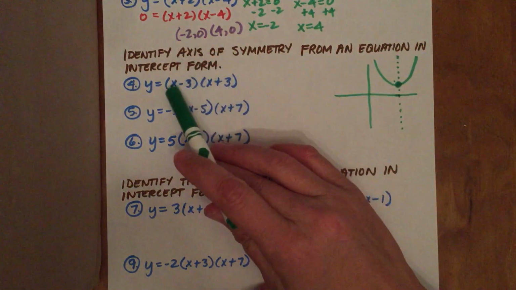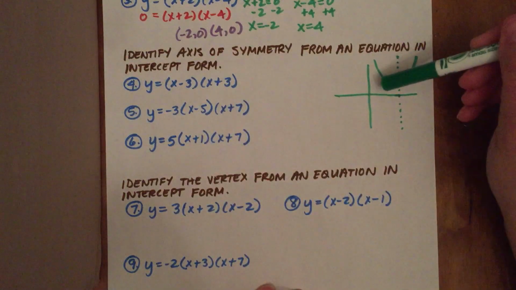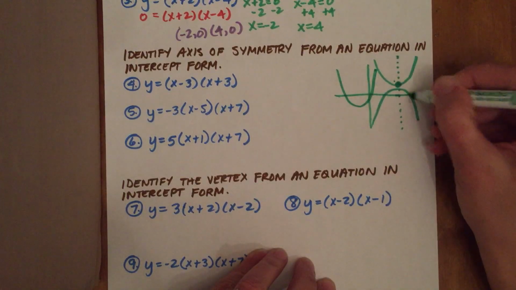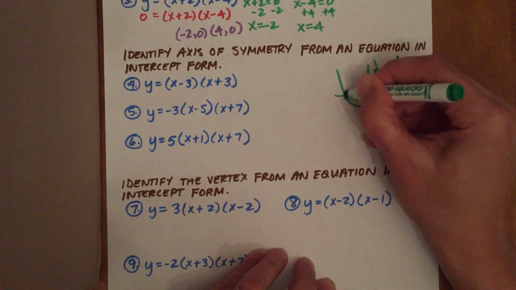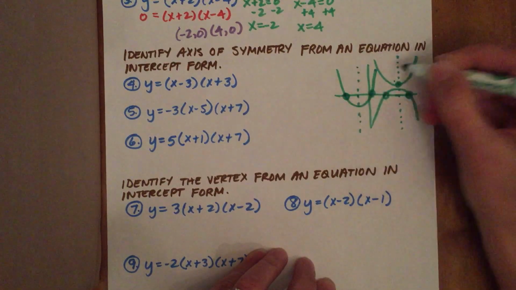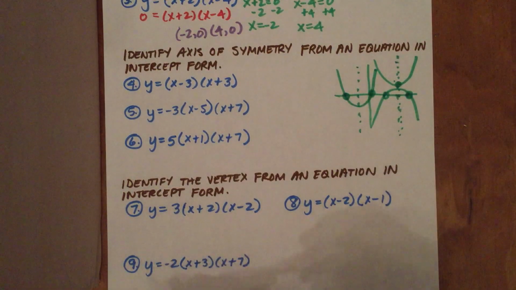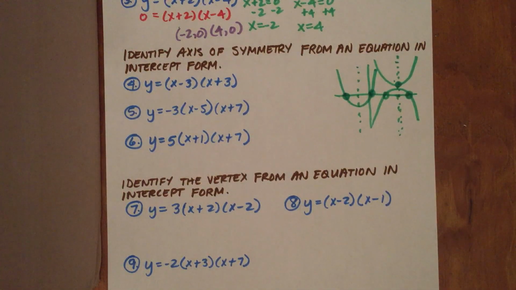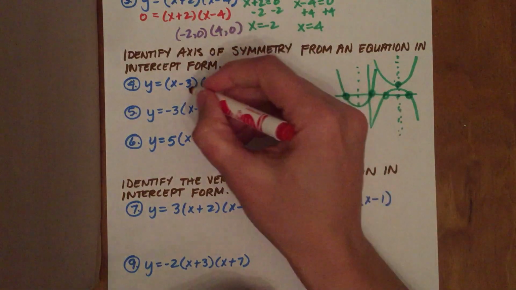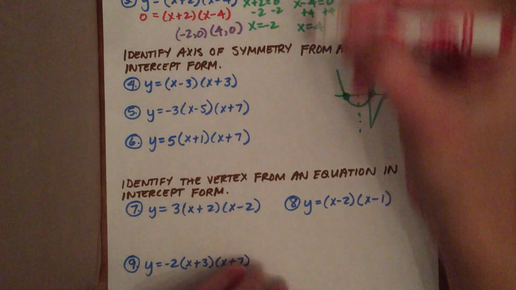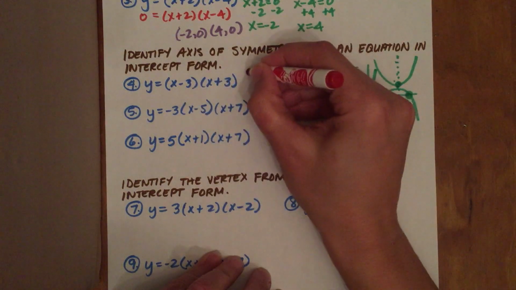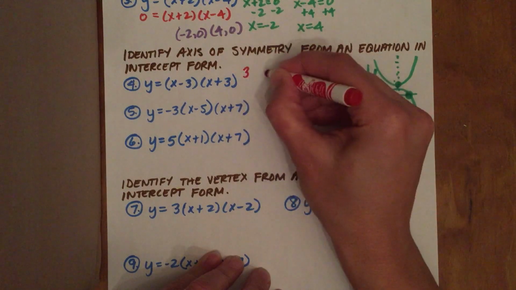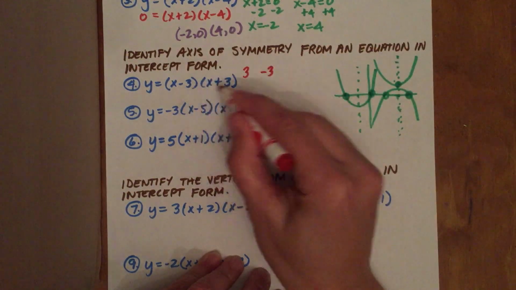Whenever you're given an equation in intercept form, that tells you that you have two intercepts. So your parabola will look something like this, or something like this, where you have two intercepts. To find the axis of symmetry, all we have to do is find the halfway point between our two intercepts. So first I'm going to find my two intercepts. From what we did up here, we know that our two intercepts are +3 and -3. Those are my two intercepts.